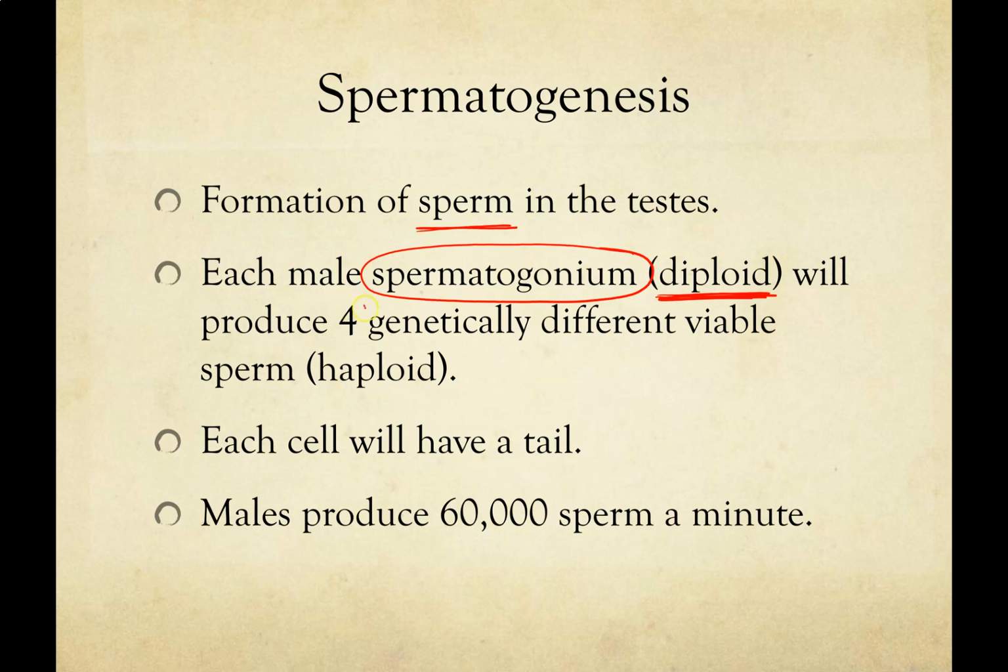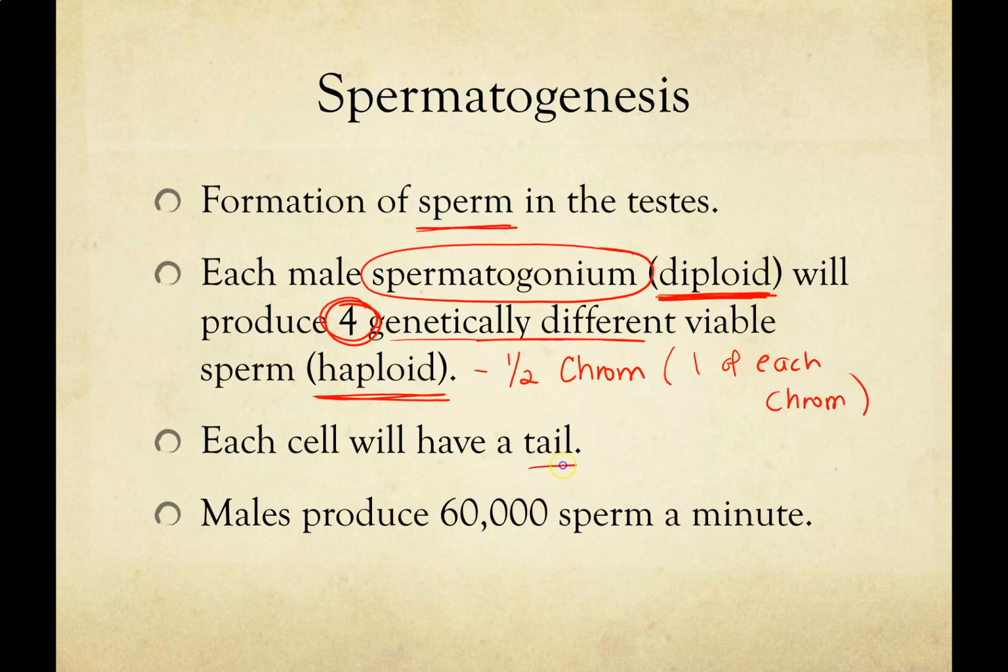And what you're going to end up with is 4 genetically different cells, and I'm going to link that with the word haploid. Haploid means half of the chromosomes, or they have only 1 of each chromosome. And we'll talk more about that as we go. The sperm are going to have a tail. Female eggs do not have a tail. And males can produce 60,000 of them per minute. So males, you are making a lot of sperm.